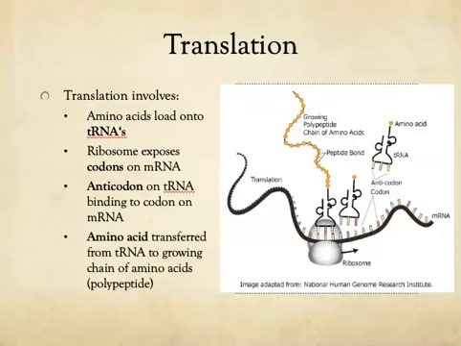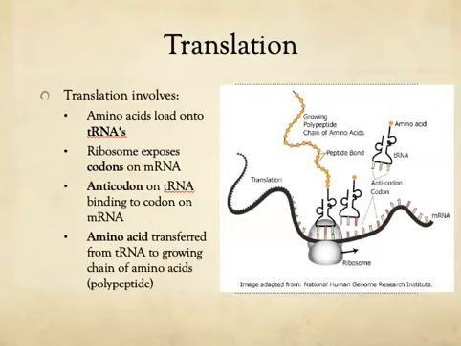In this last portion of the lecture, we will review the process of translation. Remember that translation involves amino acids being joined together with a type of covalent bond called a peptide bond to create a polypeptide. Proteins are folded polypeptides. The amino acids are loaded onto tRNAs in the cytoplasm. It's the tRNAs that deliver the correct amino acid to the ribosome.